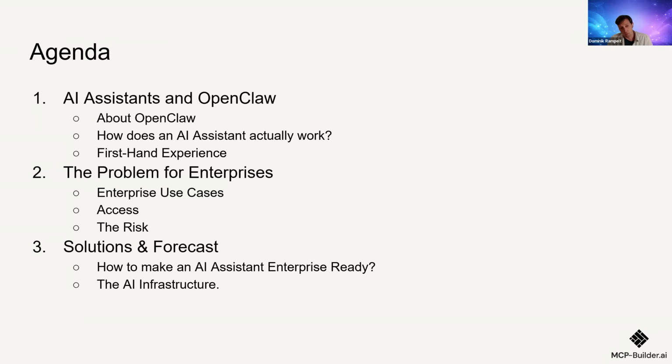Secondly, of course, the problem for enterprises, mostly security concerns and all other topics, and just a quick look at what is necessary to really build some great guardrails for AI assistants. And lastly, of course, also a take on solutions and a potential forecast. So what it actually means and how we can make the first step towards solving that problem.